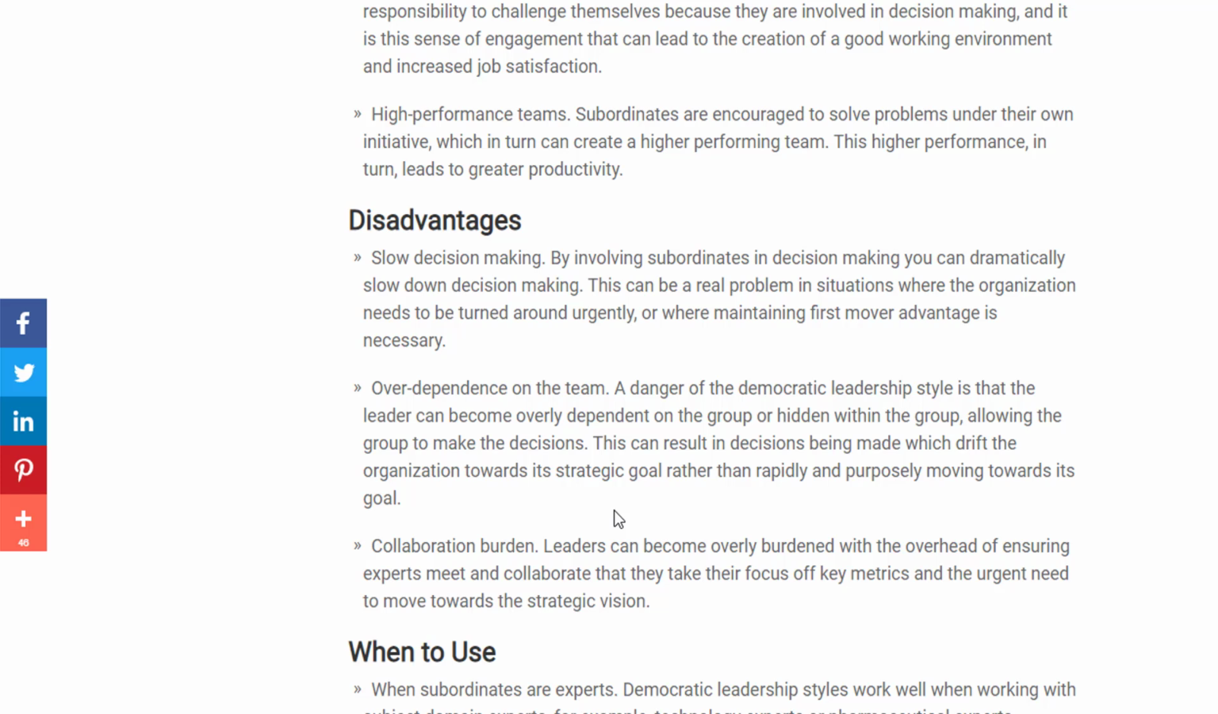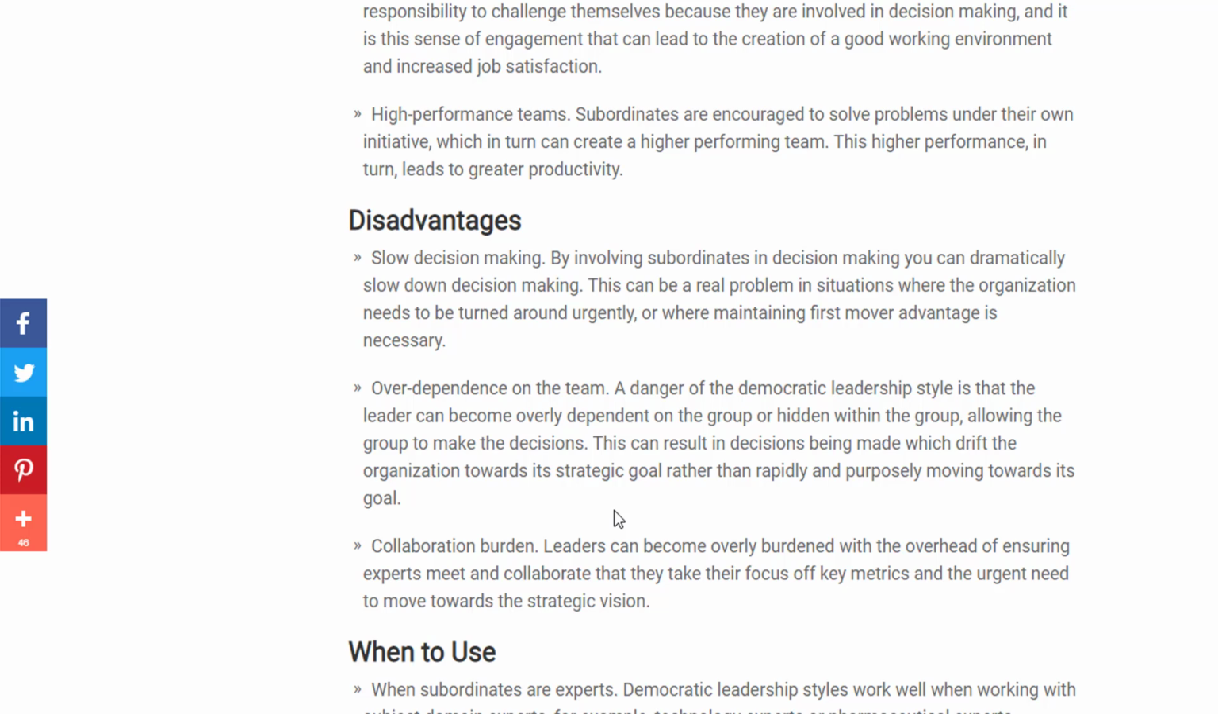So what they're saying here is that sometimes, because it's a group making decision, the leader can get lost in the shuffle, lost in the fray, and then the group might overpower the ability of the leader to make decisions. Or the leader himself might become too dependent on the group to make the decisions for him. So that can be a disadvantage.